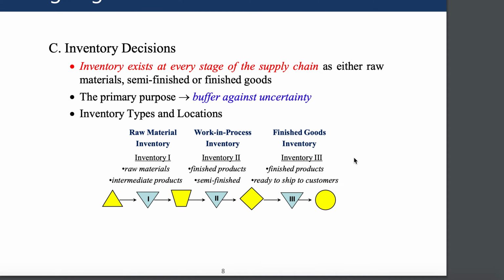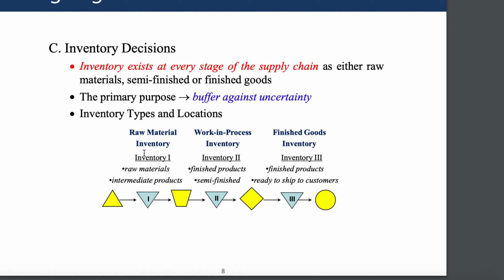So there are three different inventory types. The first inventory type is raw material inventory, which are the things we buy from our supplier while we are not inputting them into manufacturing yet. The second type of inventory is semi-finished products. The products are basically finished, although it's called semi-finished, and can be used, but they are not prepared to be shipped to the customers.